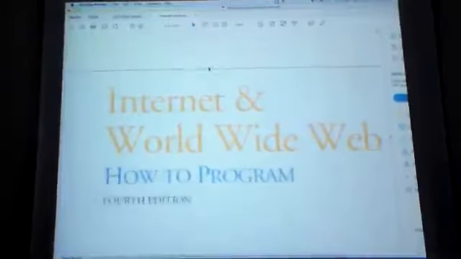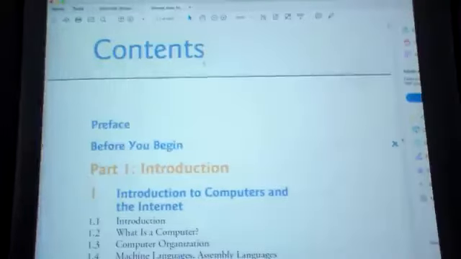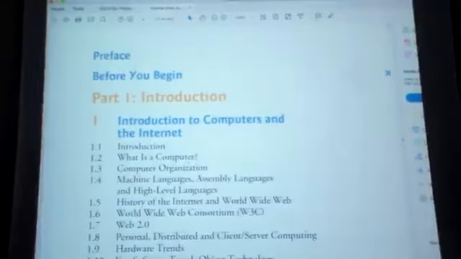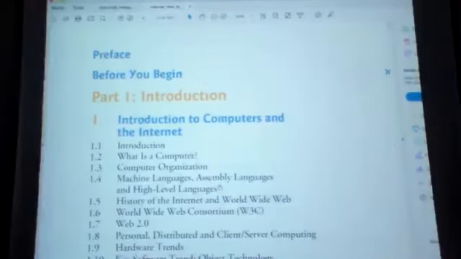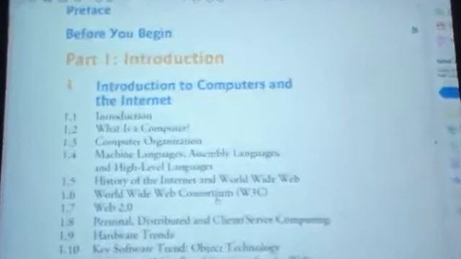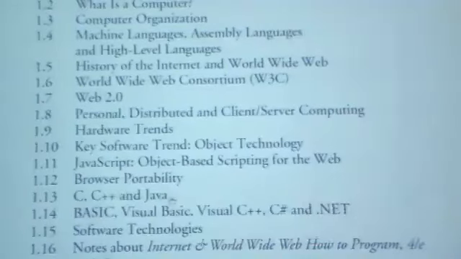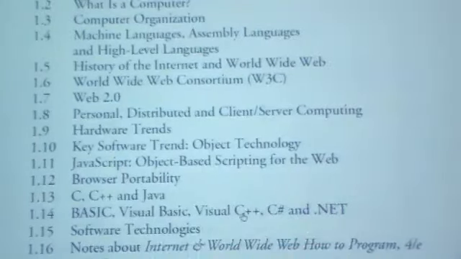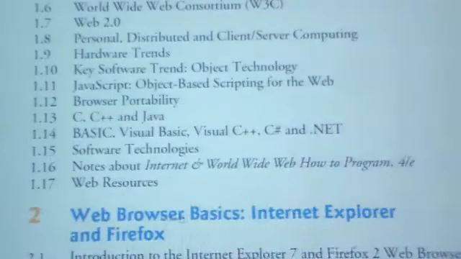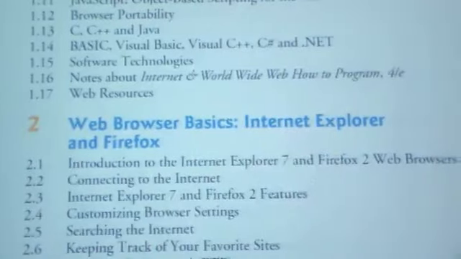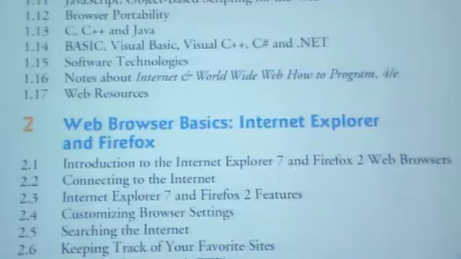Okay, I will show you the index. These are the contents. Introduction to computers and the internet, all this stuff, computer organization, machine language. Very, very basic introduction. And also it's about programming languages like C++, Java, Visual, whatever. And then it starts with web browser basics, Internet Explorer, Firefox. It explains file transfer protocol.